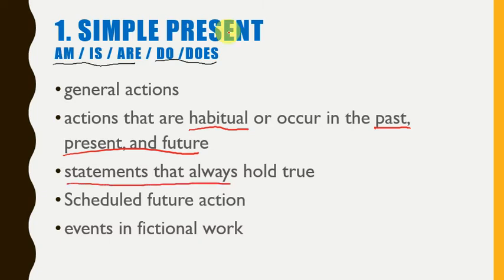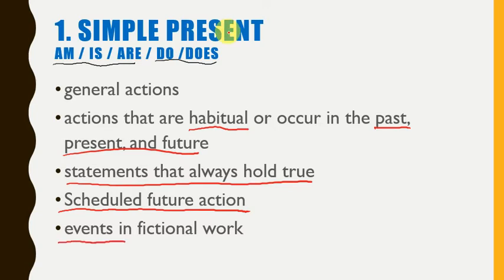Also, statements that always hold true, like gravity pulls things down to the earth, or that earth rotates around the sun, things like that. These are always true. It wasn't just true at some point in the past. It's still true now, and it goes beyond time. So we'll use the present tense for that. Scheduled future actions also are described in the present tense. It could be described in the future tense with "will happen," but we also use the present tense that something happens in the future as well.